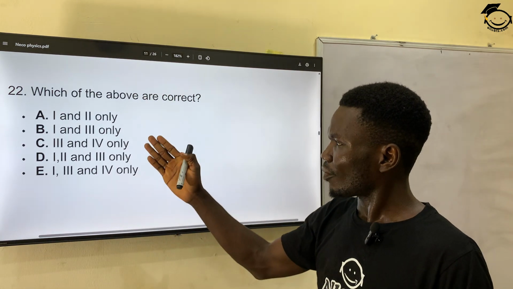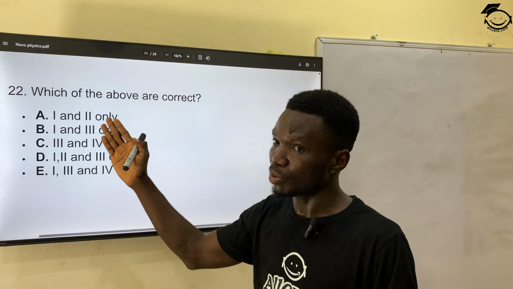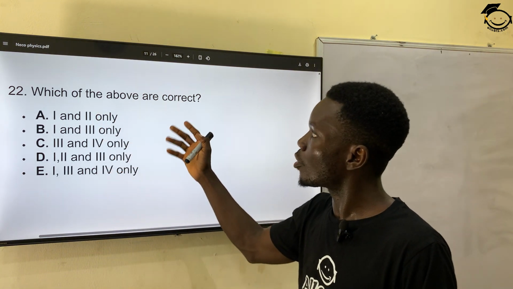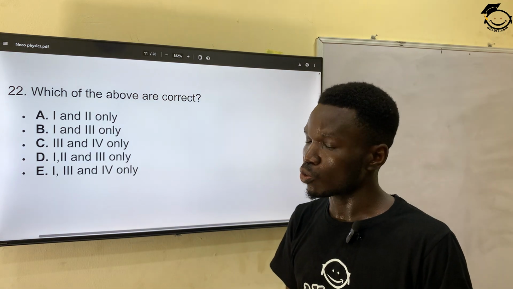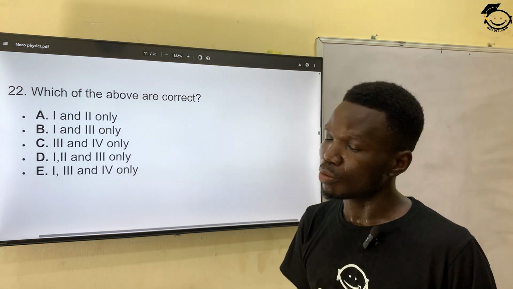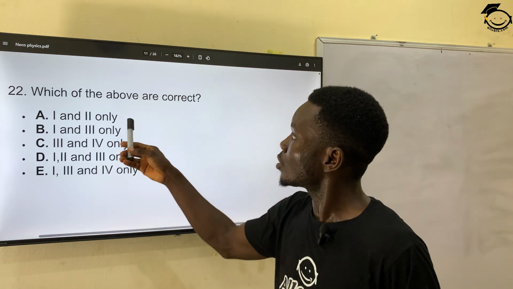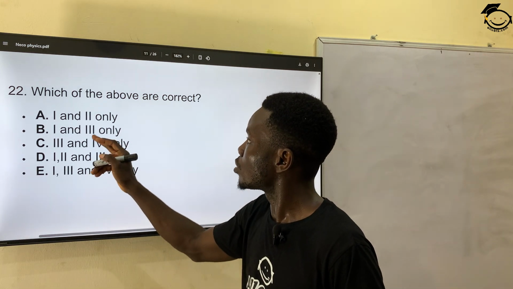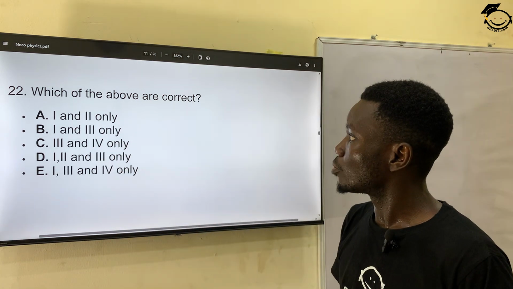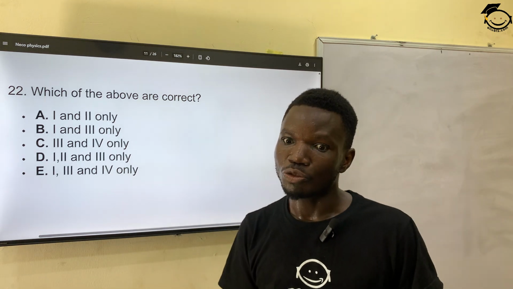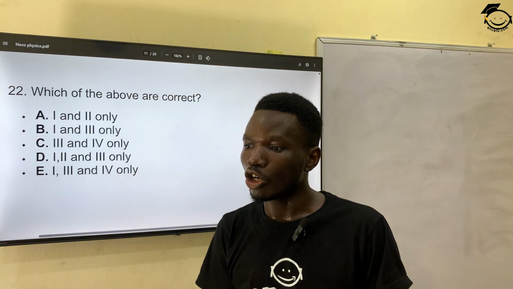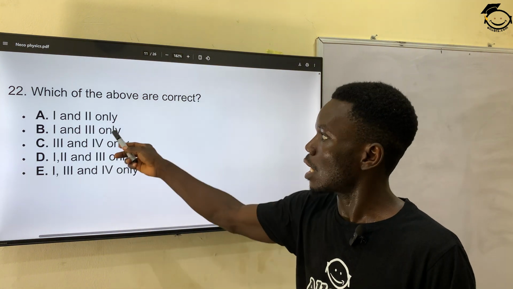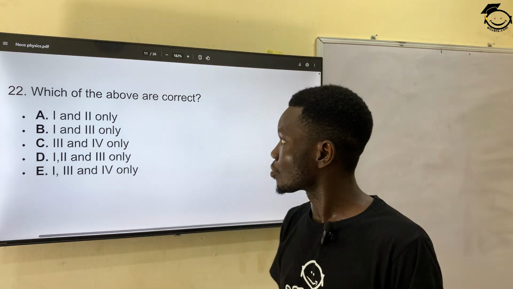So, going to the options, it says which of the above are correct. Sorry, this is a typographical error, hence it is showing question number 22. This is just a continuation of question number 21. So the correct option there is option B, which says Roman figure 1 and Roman figure 3 only. That is the constriction and the short range. Hence, that is the answer, option B.